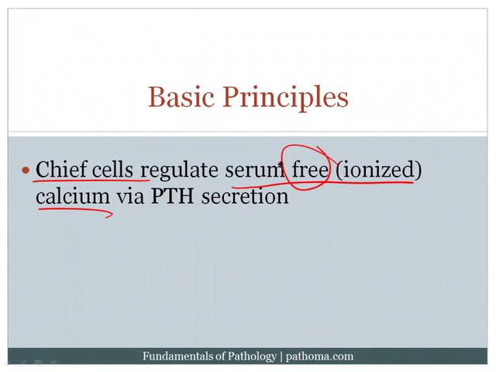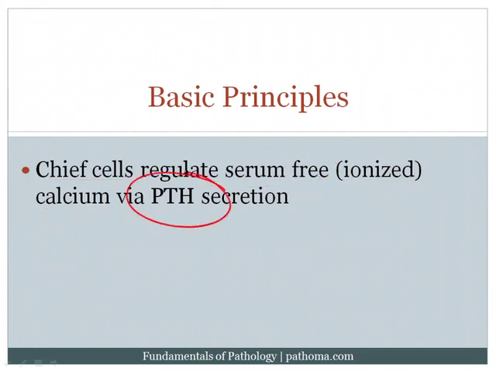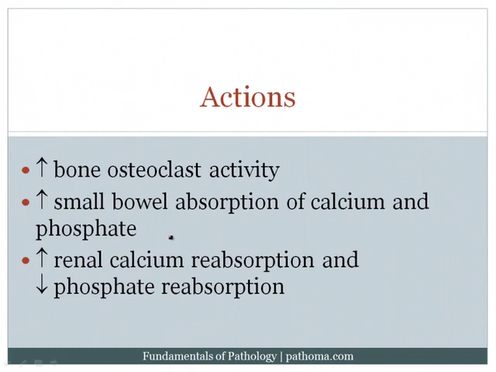And among the unbound calcium, some of it is bound to phosphate. We're also not worried about that. This is going to regulate the free ionized calcium, and the way by which it does it is via PTH. Now, when the free ionized calcium is low within the blood, then PTH will be released, and PTH acts on three major tissues in the body to raise the calcium.